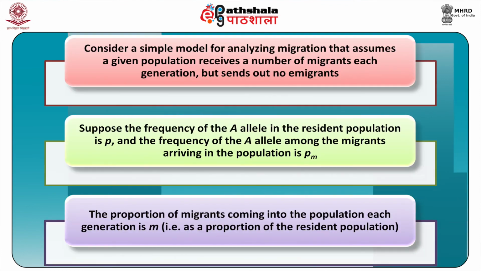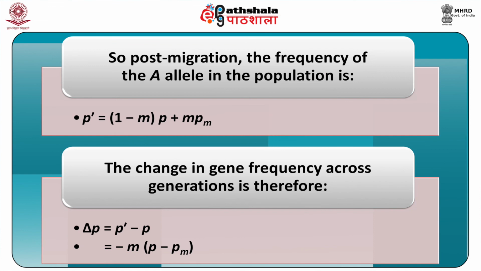Consider a simple model for analyzing migration that assumes a given population receives a number of migrants each generation but sends out no emigrants. Suppose the frequency of dominant A allele in the resident population is P and the frequency of dominant A allele among the migrants arriving in the population is Pm. The proportion of migrants coming into the population each generation is M. So, post migration the frequency of dominant A allele in the population is P dash is equal to (1 minus M) into P plus M Pm.